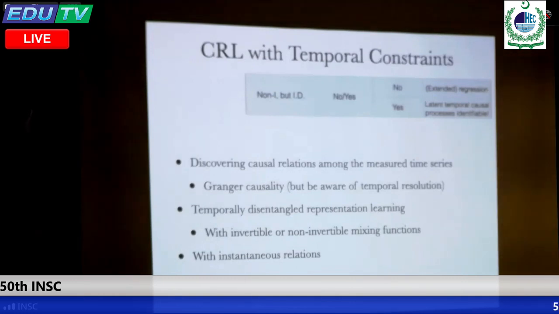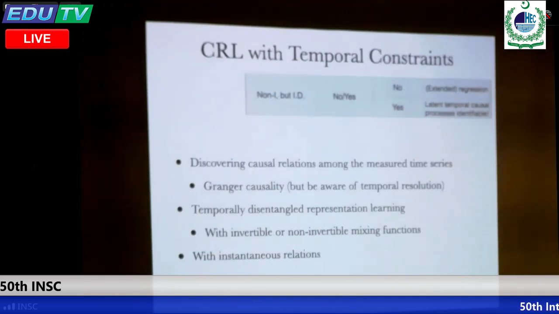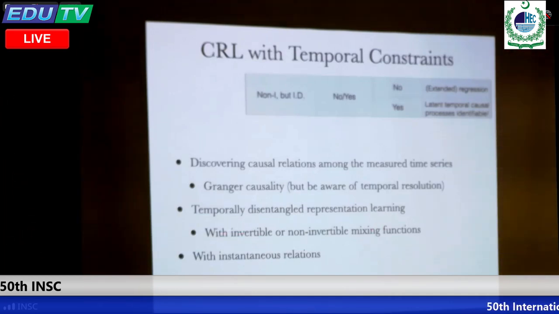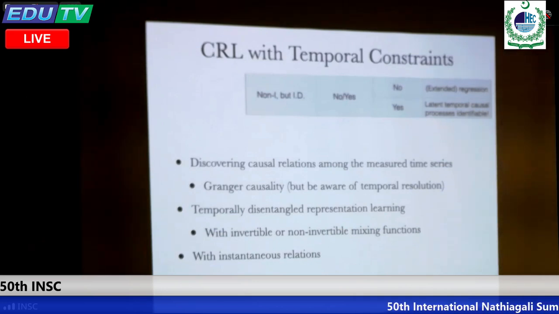So here, you see, we started with Granger causality because here we try to see the relations among the measured variables, and then we try to recover hidden variables. For instance, you can try to discover the information of objects and relations from video data, right? And then we can have some extensions to make it more practical.